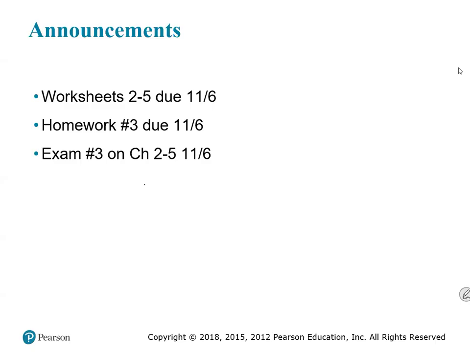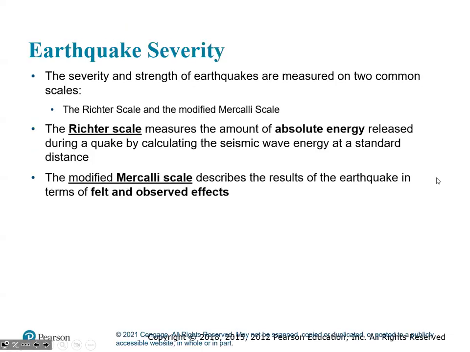So, continuing on with chapter 5 about earthquakes. Okay. So let's talk about how we measure the severity of earthquakes. There's two scales that are used to measure earthquakes. They measure different things. They are the Richter scale and the modified Mercalli scale. The Richter scale measures how much energy is released during a quake by calculating the seismic wave energy at a standard distance based on the height of the traces you see in a seismograph.